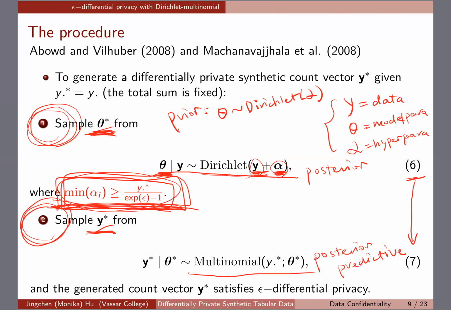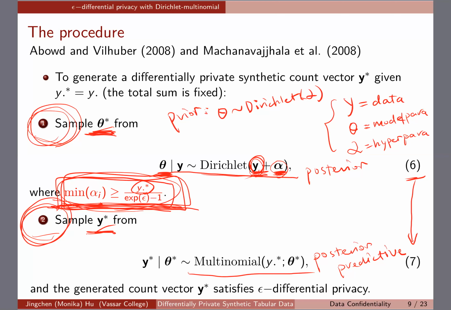So we know y. First of all, you get the y, a vector of counts from the original data, which is fixed. You take the sum of them to get y dot star, because the sum doesn't change. If you decide how large your epsilon is, maybe 5, maybe 10, maybe 1, maybe 0.1, then you're able to compute the minimum of each alpha i. Then we use the same value for the entire vector of alpha, so you're able to do step 1 and step 2. So in practice, nothing complicated.